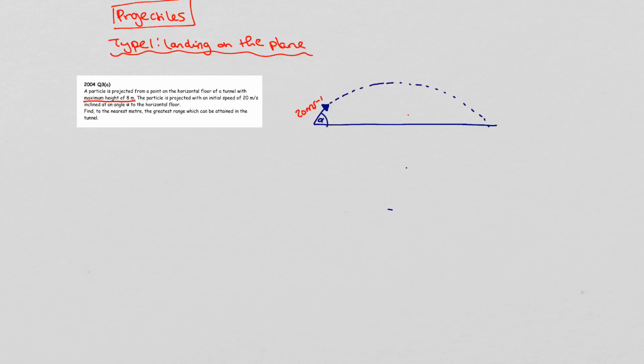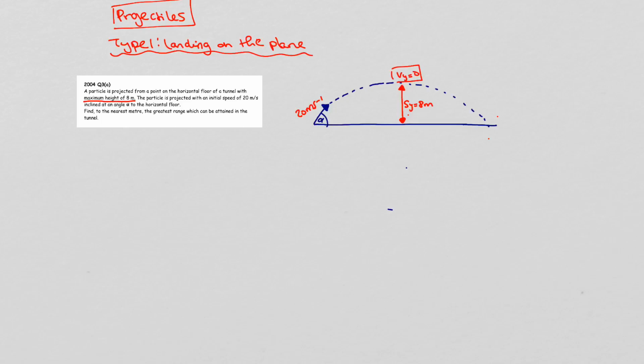So therefore, this is the distance in the y direction. So we say SY equals 8 meters. Now we know as well that at the highest point, the velocity in the y direction is 0.